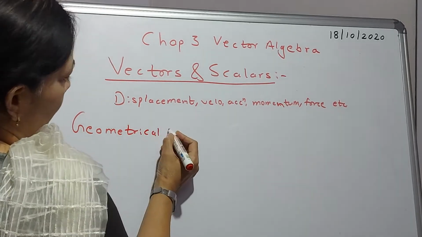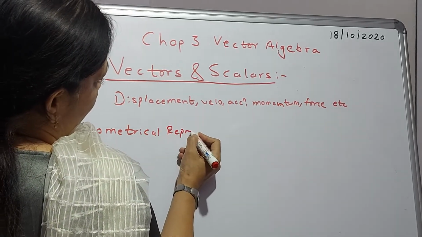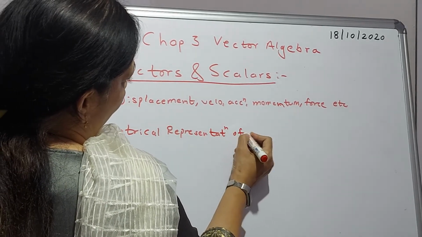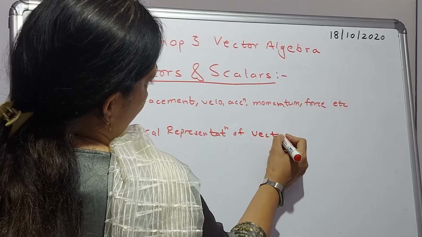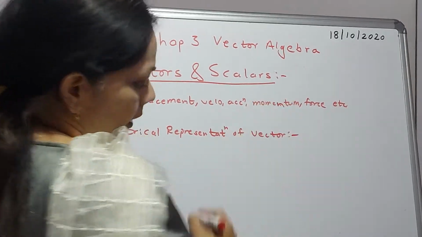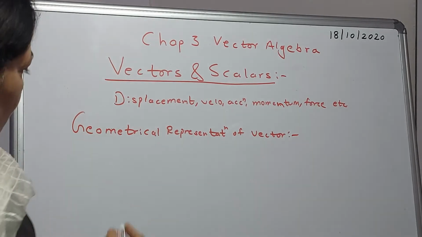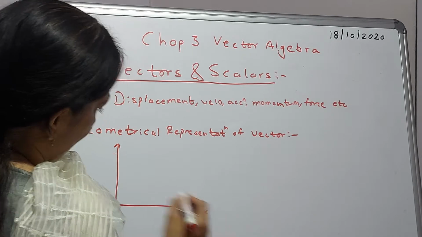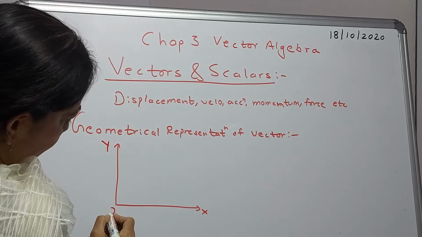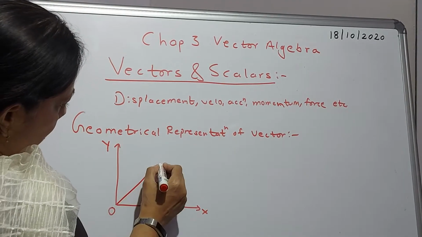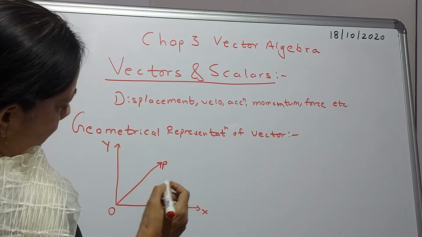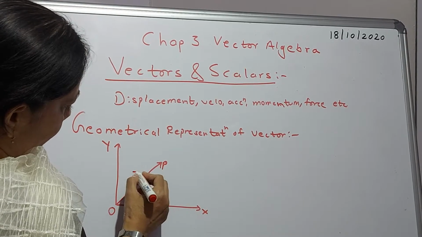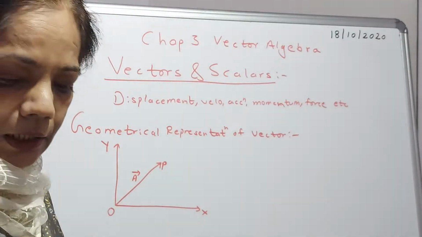representation of a vector. Correct? You want to mention this. So how will I show? I'll just show normally. This is my x-axis, this is the y-axis, this is the origin O, and suppose I draw a point P over here, correct? And say that this is my vector A. Correct? So how will I say?